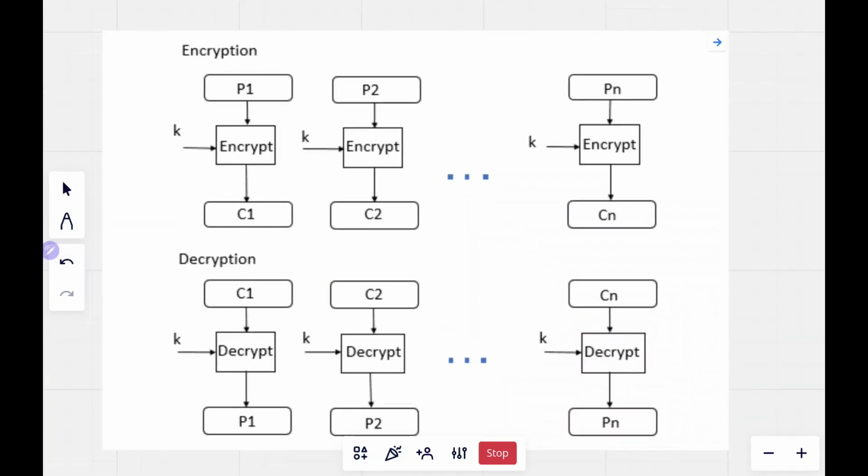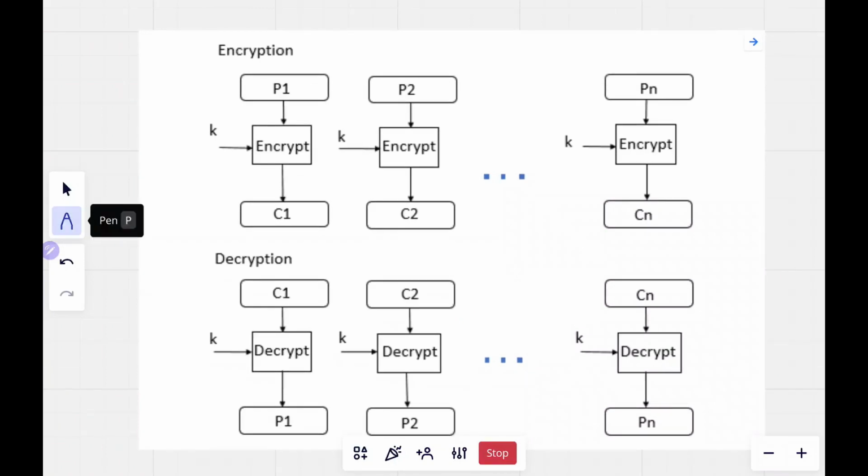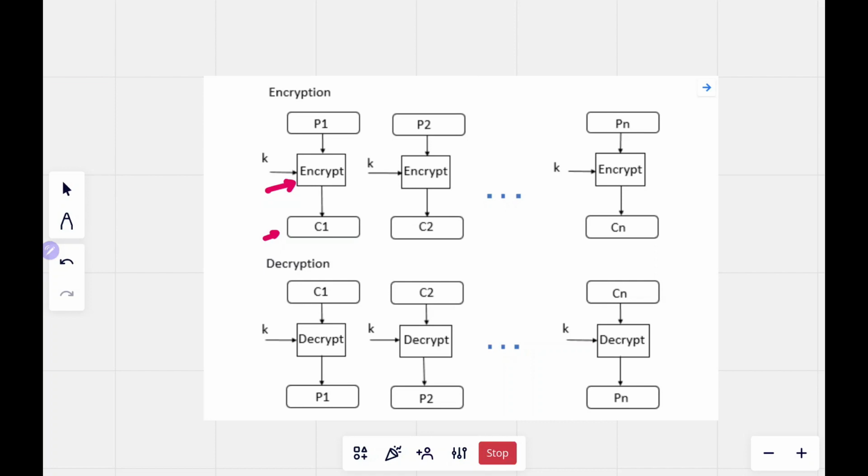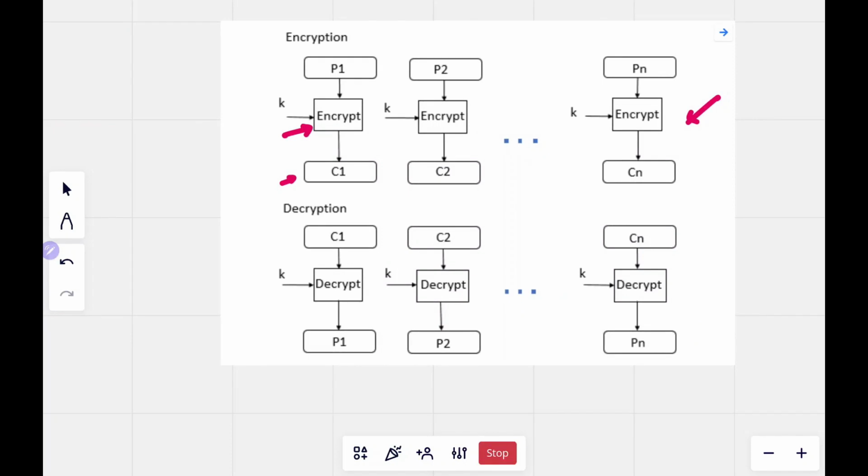Fine, so this is the diagram corresponding to the electronic codebook. As you can see, it's the simplest kind of a block cipher. The first plain text goes into the very first block, and the output is what we call as C1. So the plain text P1 is encrypted with the same key K, and we get the output C1. Similarly, the second block P2 is encrypted with again the same key K, and we get the ciphertext C2. This particular process goes on until we reach the last plain text and key pair. So at the end, we get C1, C2, C3 till Cn. These are nothing but the ciphertext corresponding to P1, P2 till Pn.